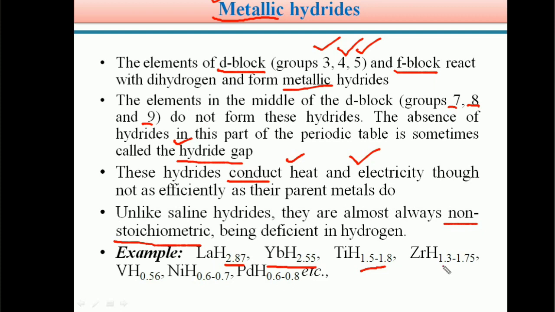So these metallic hydrides are non-stoichiometric. That's why metallic hydrides are also called non-stoichiometric hydrides. In the ionic hydrides or saline hydrides, and similarly the covalent hydrides, stoichiometry is maintained, but in the case of metallic hydrides it does not follow stoichiometry. Non-stoichiometric hydrides exist. Therefore these metallic hydrides are also known as non-stoichiometric hydrides.